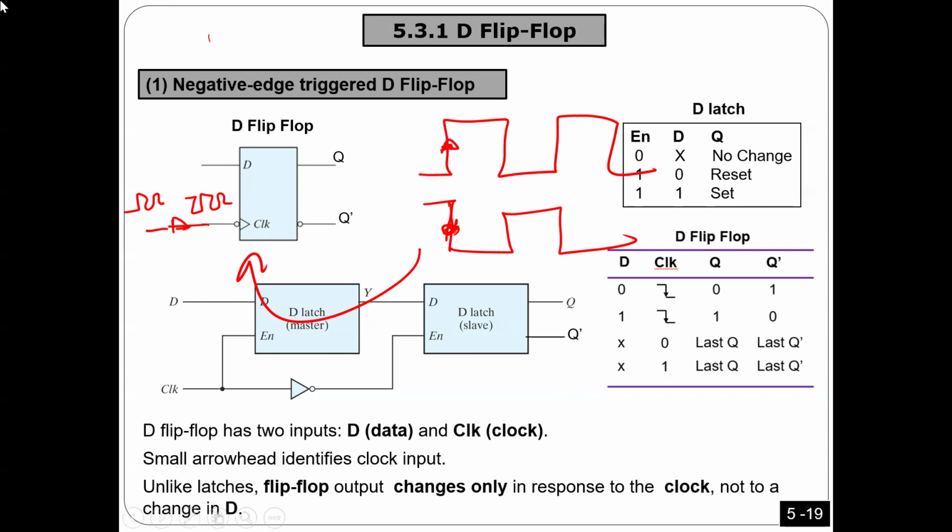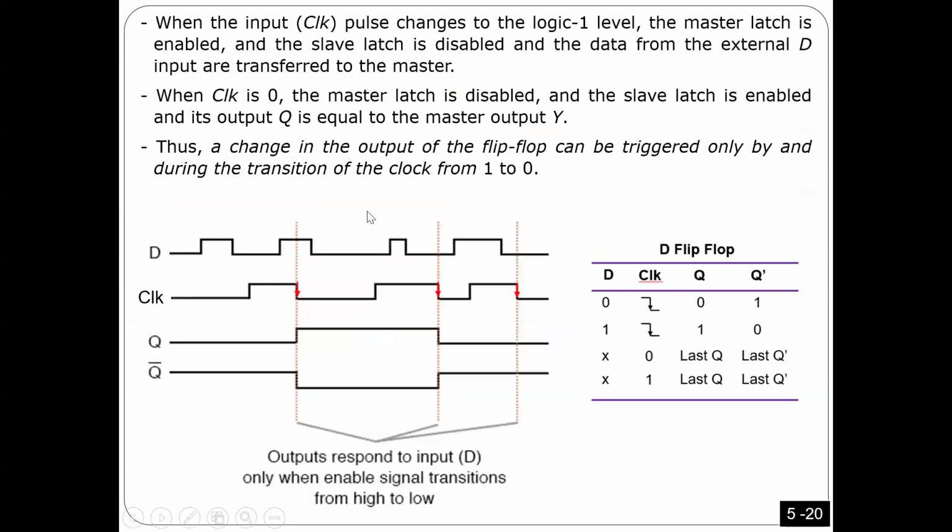So again, if you have a positive edge flip-flop, you can add an inverter to convert it to negative edge. If you have a negative edge, you can add an inverter to make it a positive edge. Very easy, right? Any questions?